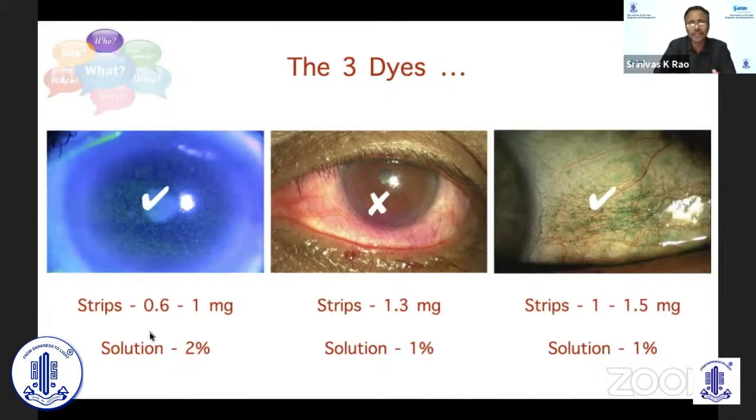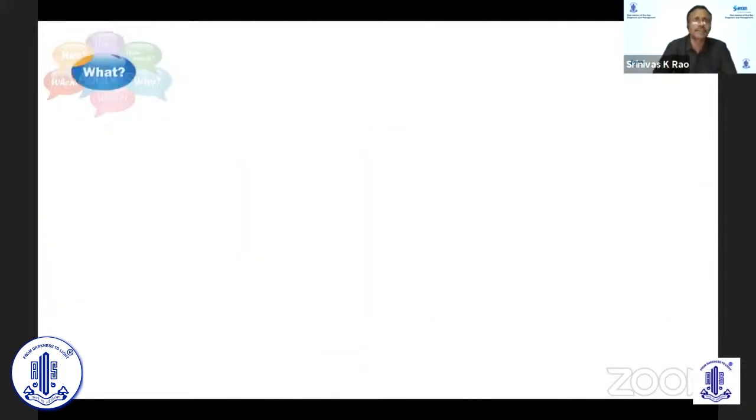All of these dyes can be used as strips or solutions, and the concentrations are given here. The solutions are generally better because we can put graded amounts, predictability on the ocular surface. But if you're going to use it in the clinic, make sure that you have the minims, which at the moment we don't in India, because if you keep a bottle of these, it gets contaminated very easily with Pseudomonas, and we all know what can happen after that.